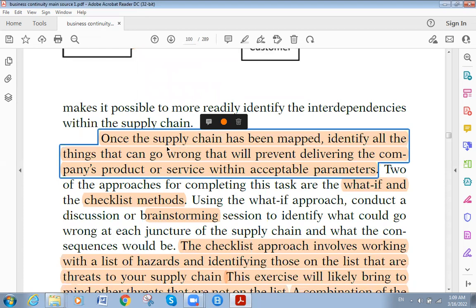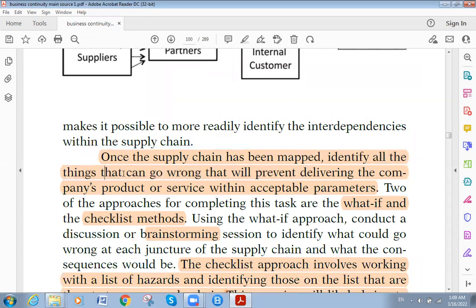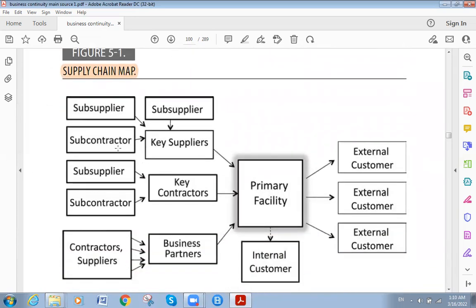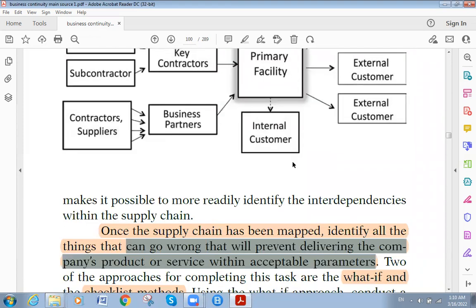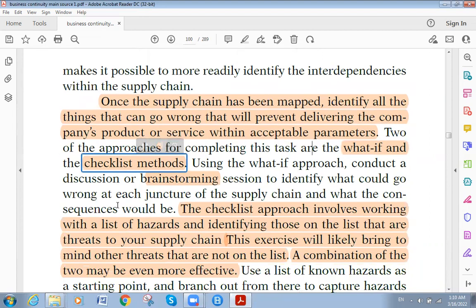So the supply chain, first we map the supply chain like we did here. Then identify all the things that can go wrong that will prevent delivering the company's product or services with acceptable parameters. So use the standards to check what will go wrong here, by using what-if analysis and the checklist method. So we have two ways: what-if analysis and the checklist method.